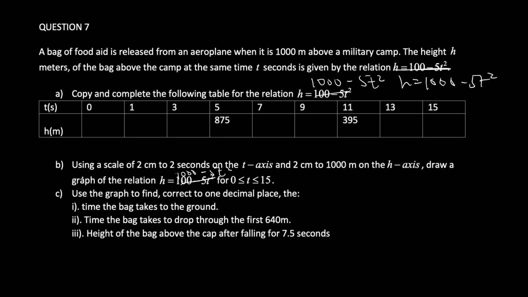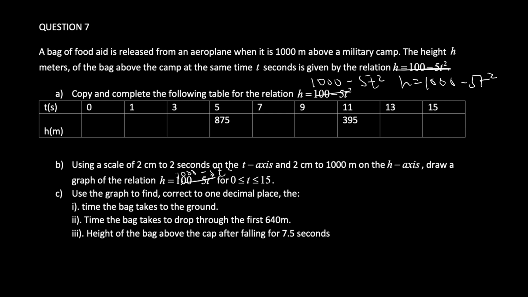Now B. Using a scale of 2 centimeters to 2 seconds on the t-axis and 2 centimeters to 1,000 meters on the h-axis. So we know our t is the x-axis, and then our h will be our y-axis. So we will have this for our y-axis and this for our x-axis. Our x-axis will be the same as our t-axis, and our y-axis will be the same as our h-axis.